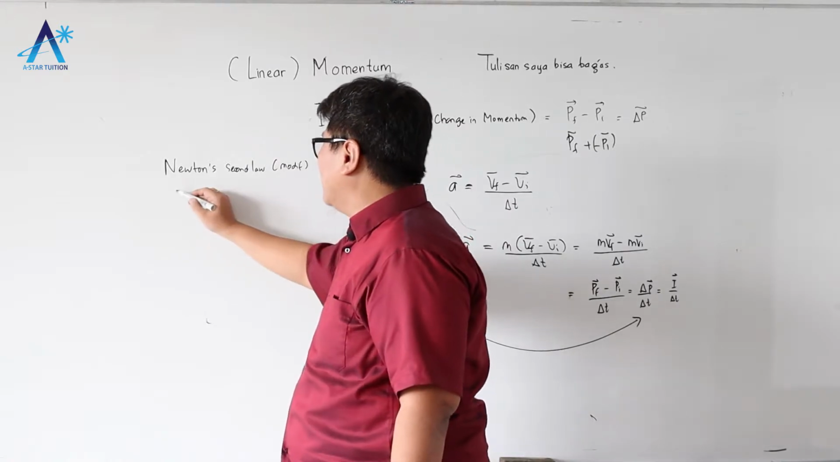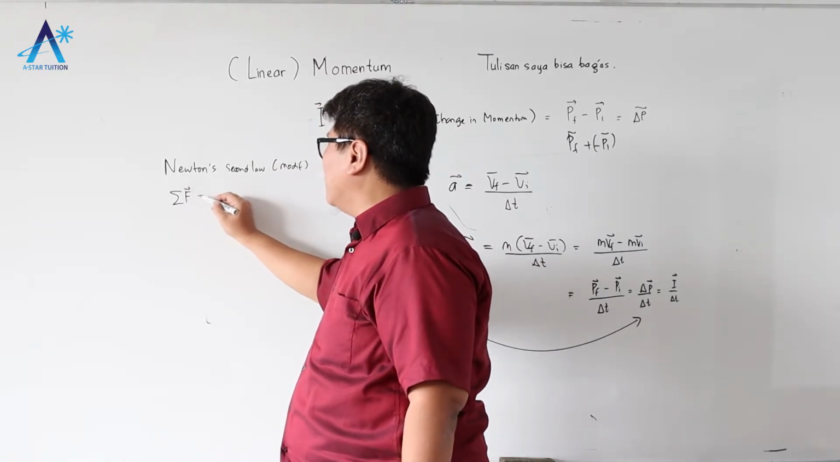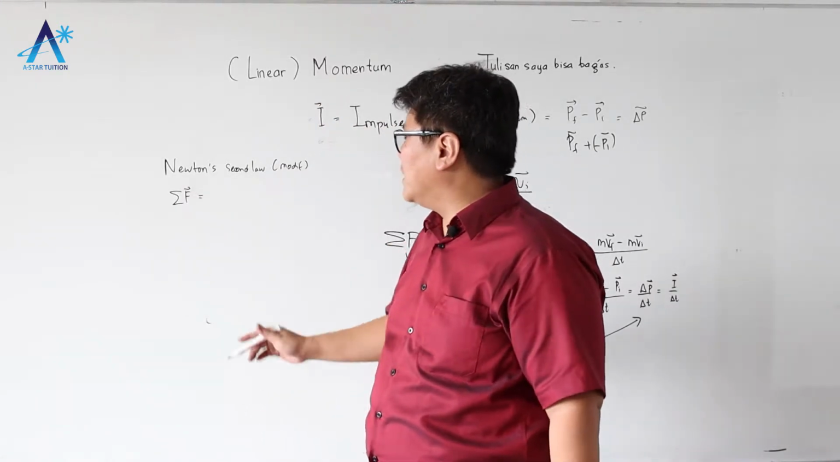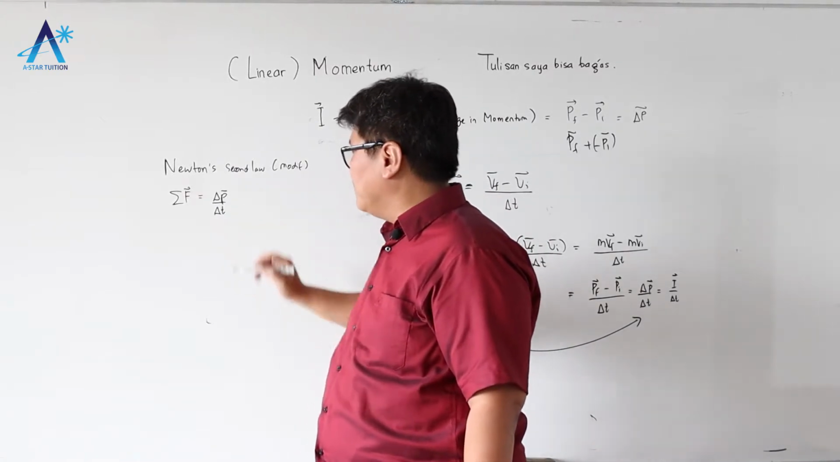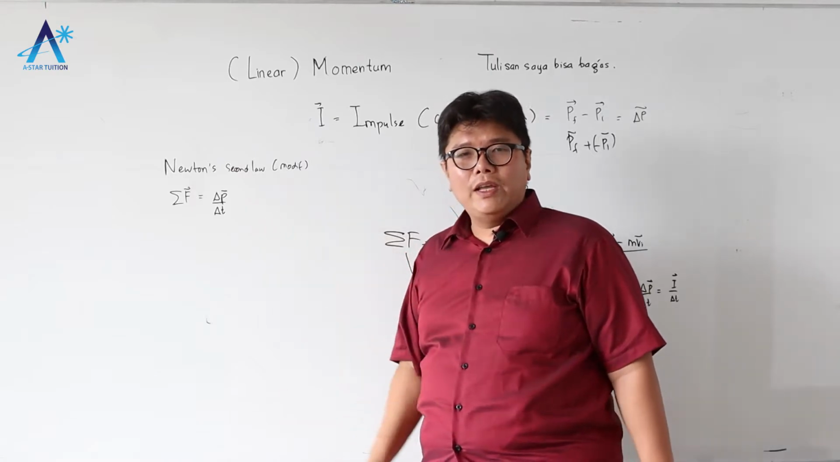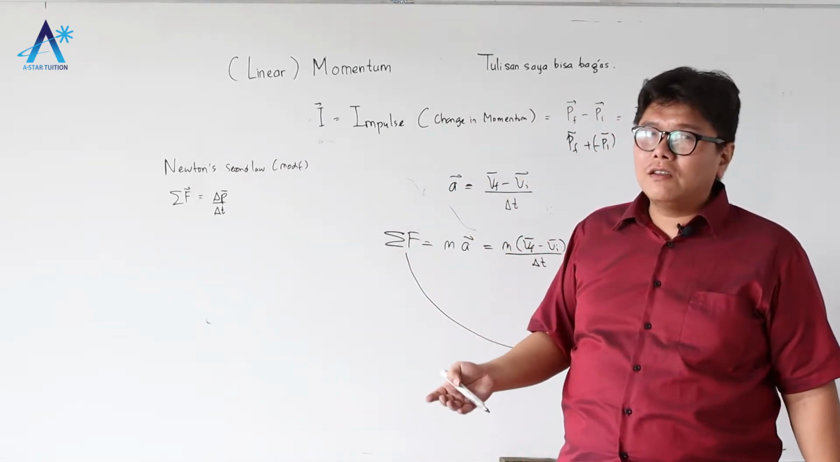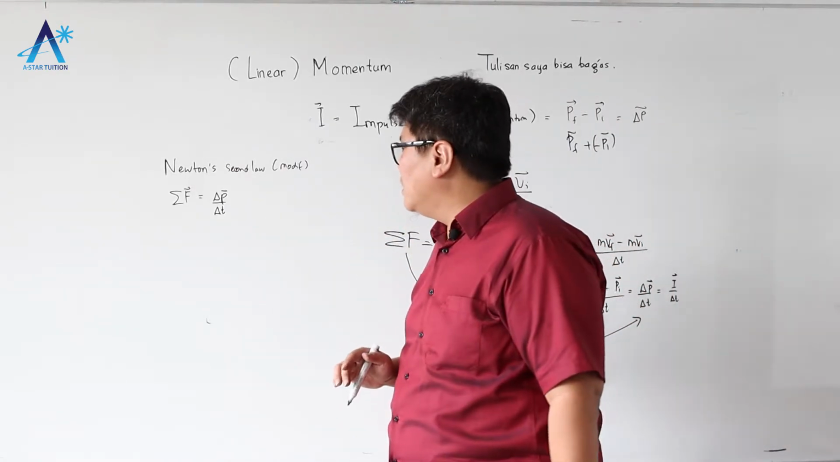We can write it as: the resultant force acting on an object is equal to the rate of change of momentum of that object. Now, if you write it this way, then whether the mass is constant or not, this is still true.